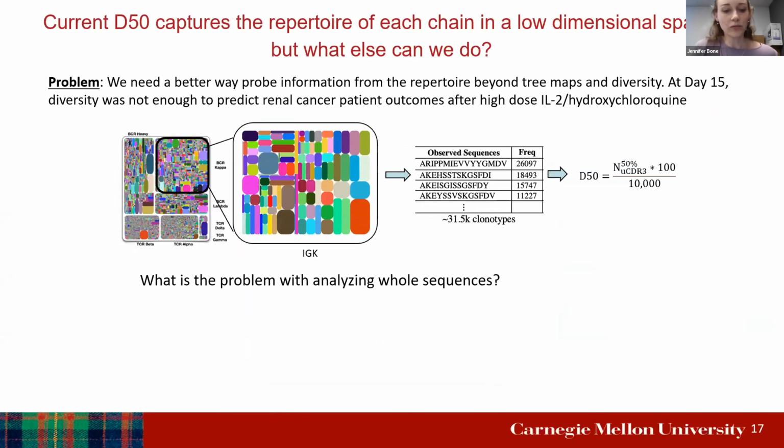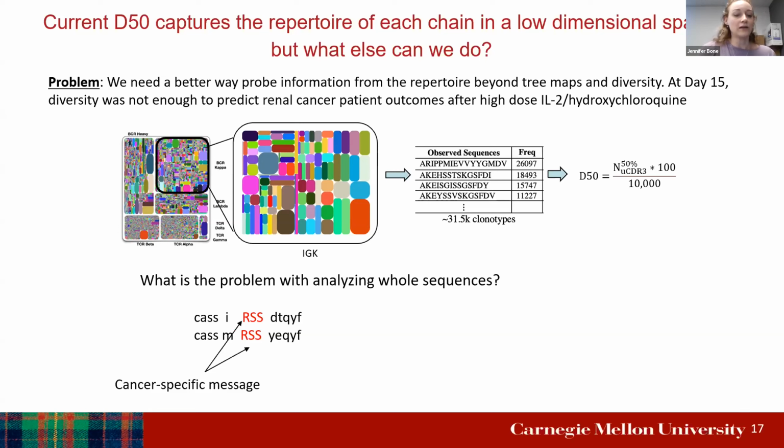So what is the problem with analyzing our diversity, our D50, the way it currently stands? Not that it's necessarily a problem, but we want to get more information. We want to squeeze as much information out of this data as we possibly can. So one way I thought we might do this is to ask the question, what happens within a CDR3 sequence? Say we have two CDR3 sequences that are incredibly similar, but differ by just one or two amino acids. Is it possible that they are able to bind to the same HLA? And is it possible that what I've been calling our cancer-specific message is actually embedded in these CDR3 sequences?